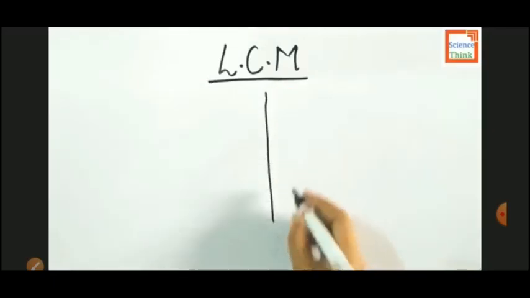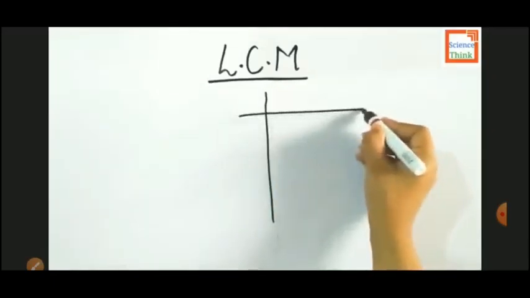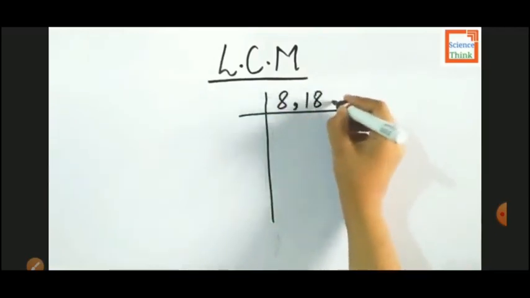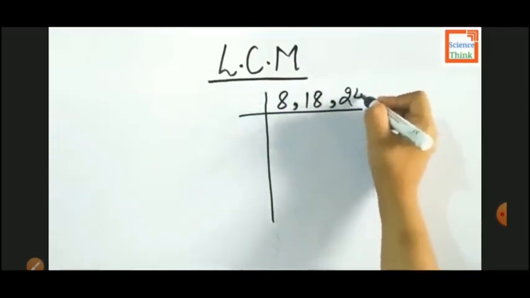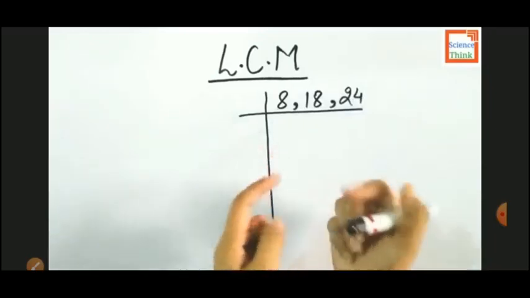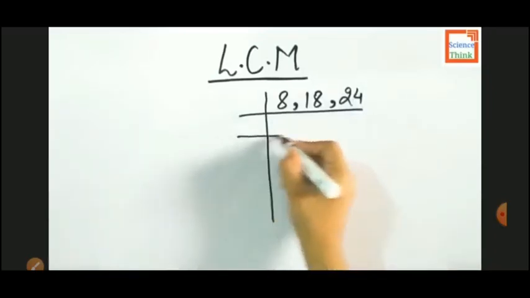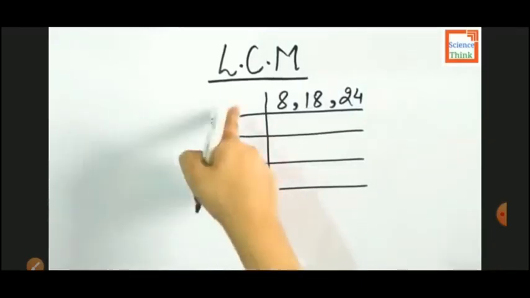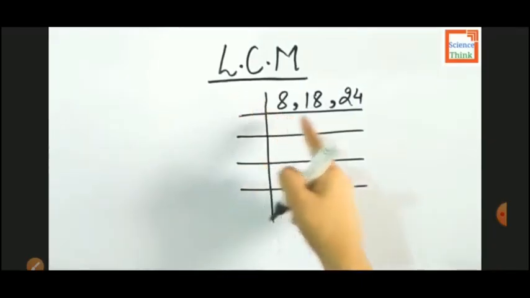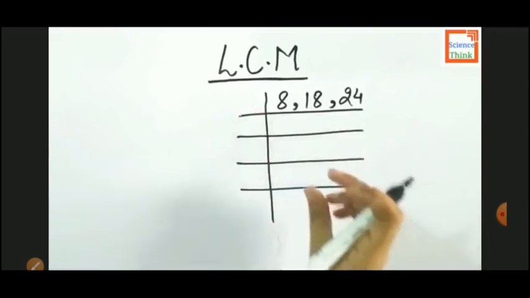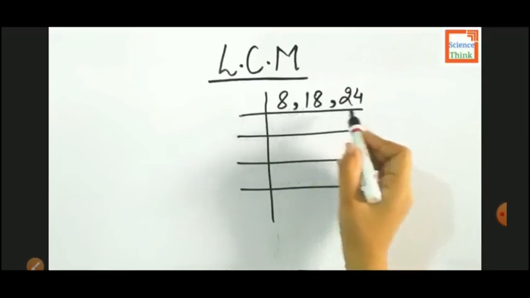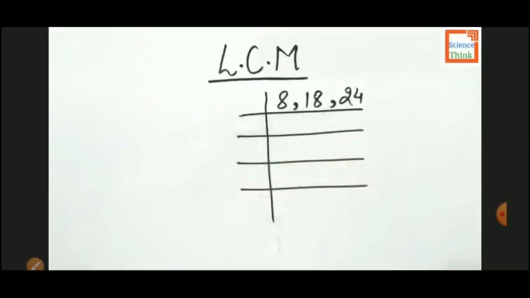Now let's take another example. I'm taking 8, 18 and 24. We have to look for a common divisor which will divide any of these three numbers. So we need to think about a prime number divisor.